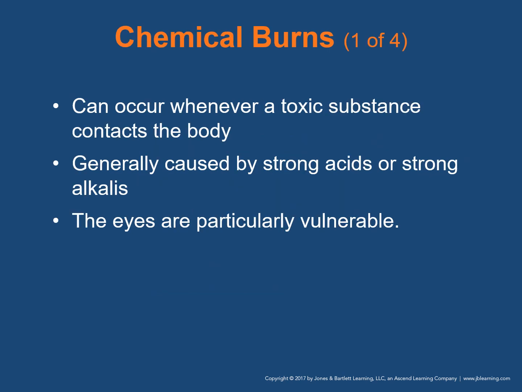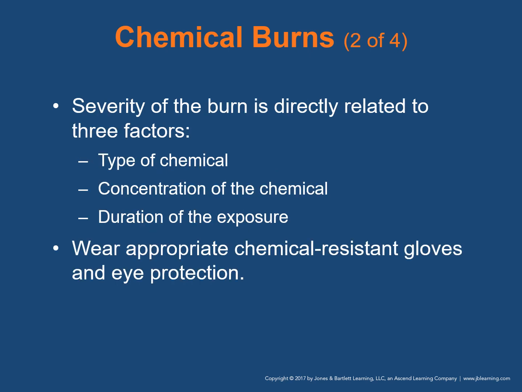Chemical burns can occur whenever a toxic substance contacts the body. Most chemical burns are caused by strong acids or strong alkalis. The eyes are particularly vulnerable. The severity of the burn is directly related to three factors: the type of chemical, the concentration of the chemical, and the duration of the exposure.